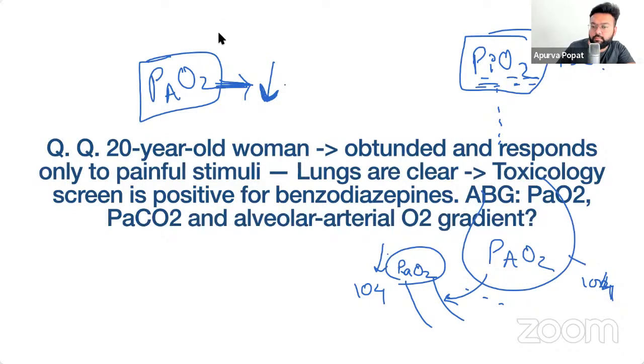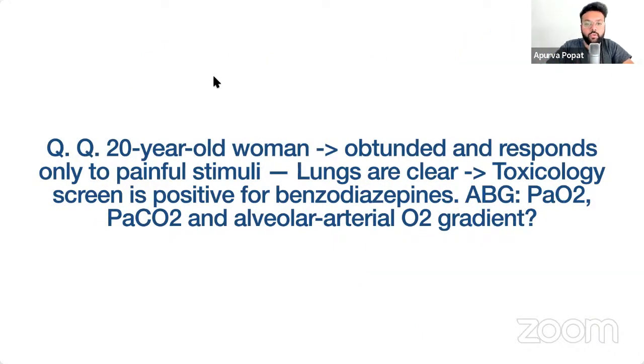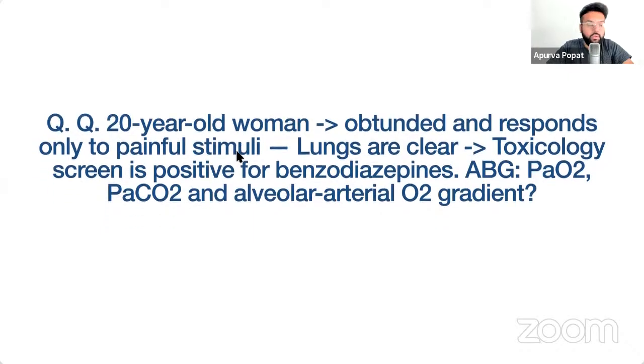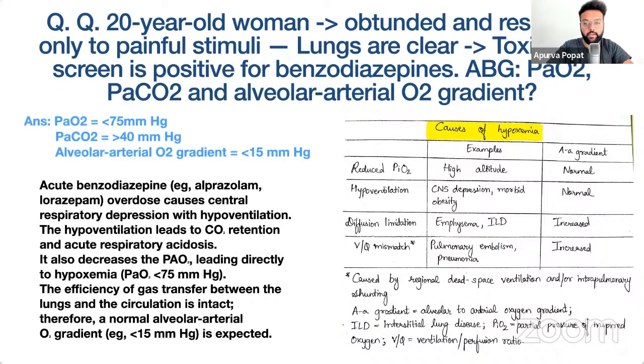No. The atmospheric pressure, the atmospheric oxygen, is remaining the same. PiO2 is changed when you are at high altitude, but it's going to remain the same when you are at sea level. And if your respiratory rate is low, your P capital AO2 decreases. So that's about benzodiazepine overdose. Perfect.